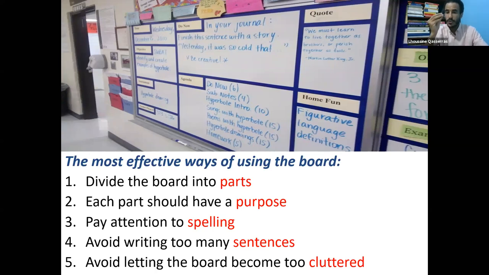We want them to learn the language correctly. You may write words and you may make spelling mistakes. So please, you can use your phone, dictionary. There are some dictionary apps here.